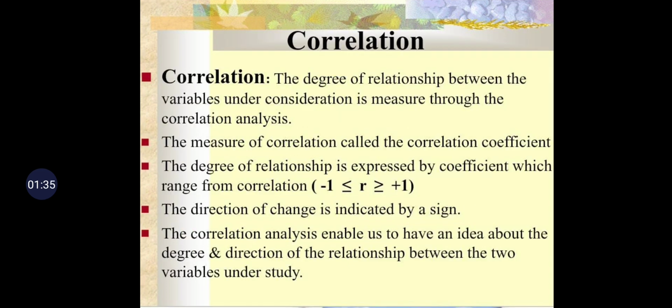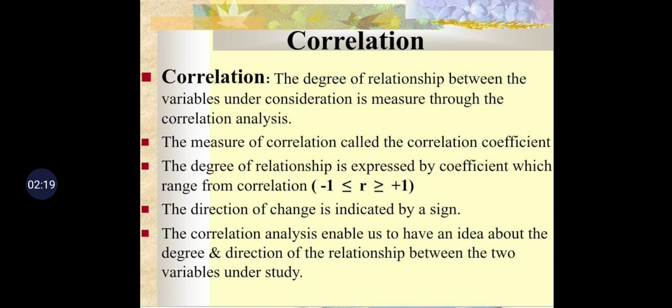So what is correlation? The degree of relationship between the variables under consideration is measured through correlation analysis. The measure of correlation is called the correlation coefficient. The degree of relationship is expressed by the coefficient, which ranges from negative correlation to positive correlation. The direction of the change is indicated by the sign.